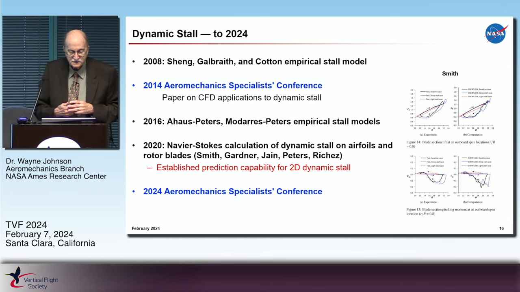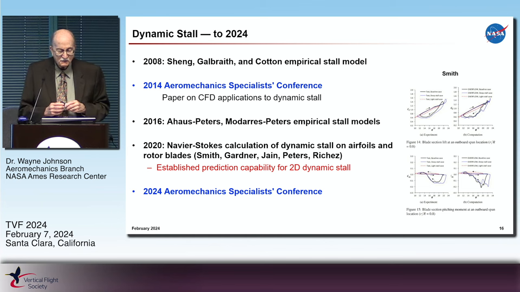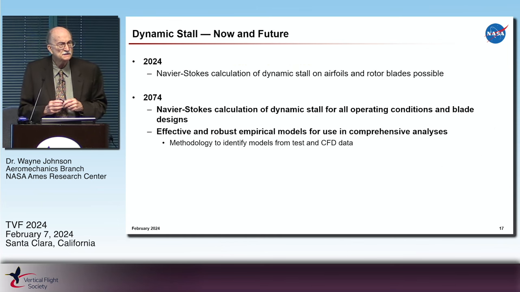So where we are today, we are able to calculate dynamic stall on rotor airfoils and on rotors. I think stall is still a very hard thing for CFD to deal with. I think there's probably still things to be learned there. Also, I think we will have a continuing need for these empirical models and for use in comprehensive analyses. And what's missing there is a way to identify the parameters. Like I said, there are dozens of empirical models out there, three or four of them that remain popular. They all need many, many empirical parameters, and we don't know how to get them. So that's what's needed in the future.